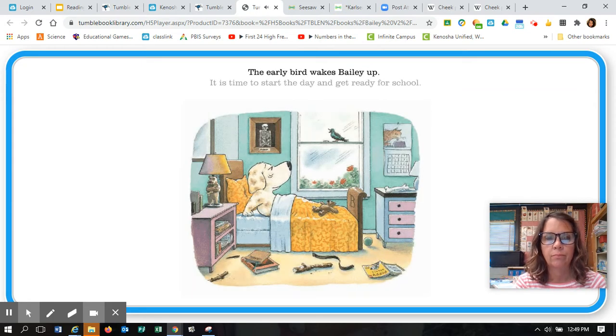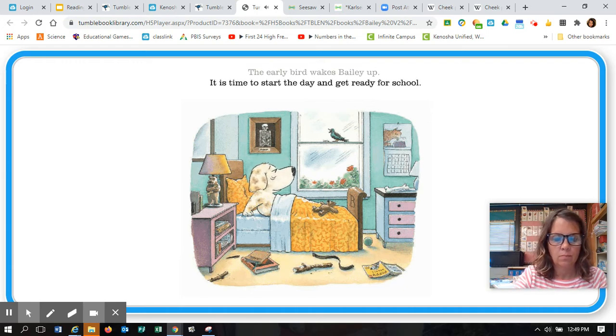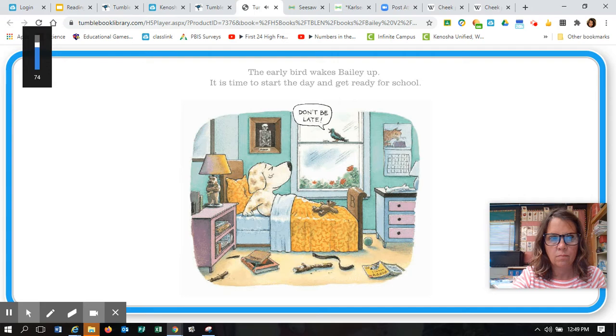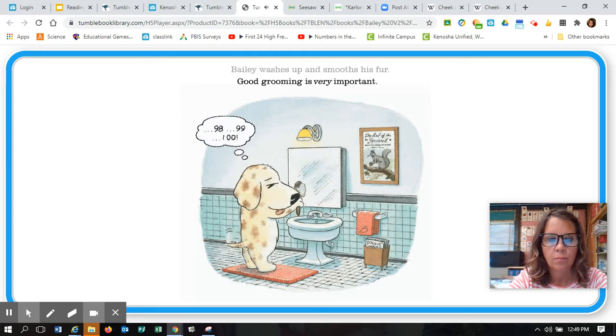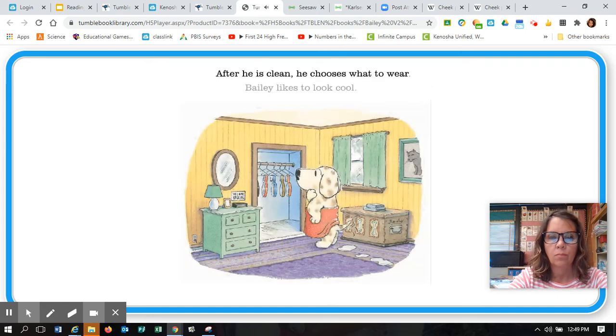The early bird wakes Bailey up. It's time to start the day and get ready for school. Don't be late. Bailey washes up and smooths his fur. 98, 99, 100. Good grooming is very important. After he is clean, he chooses what to wear.